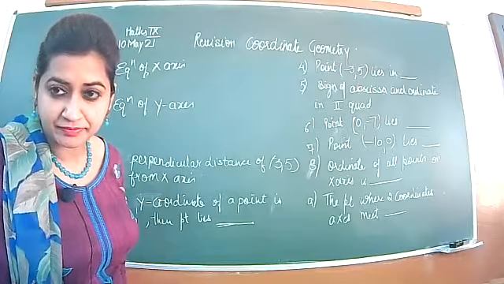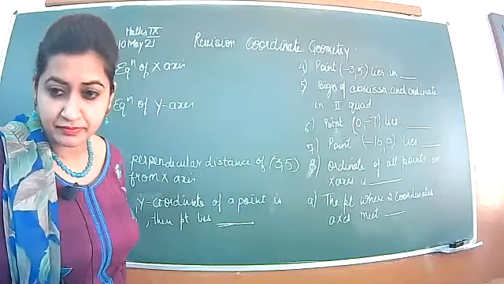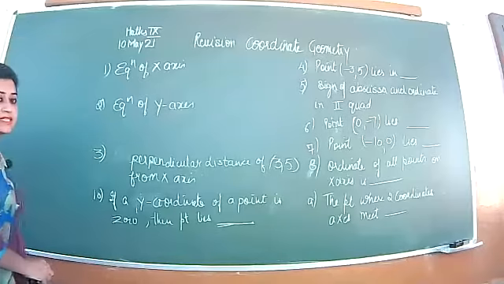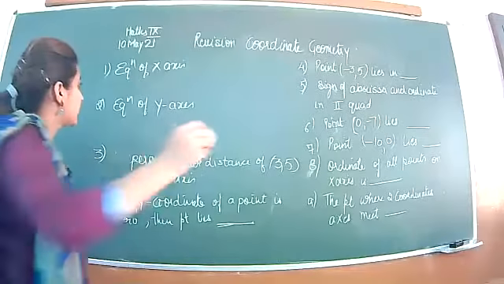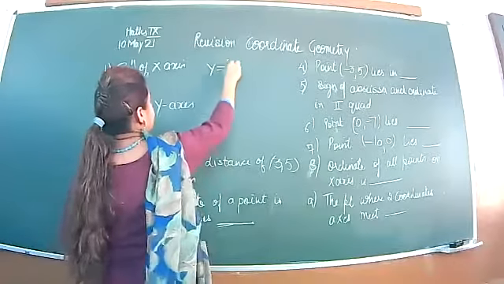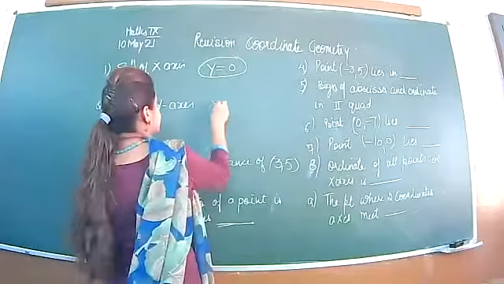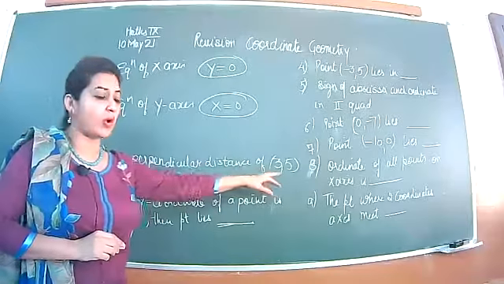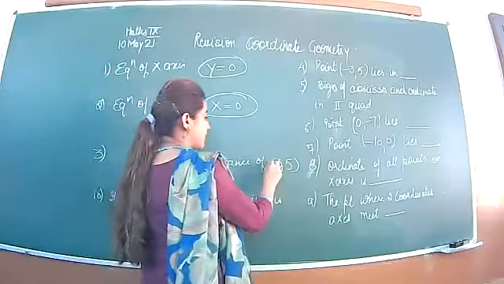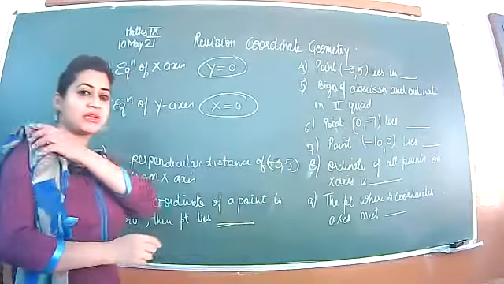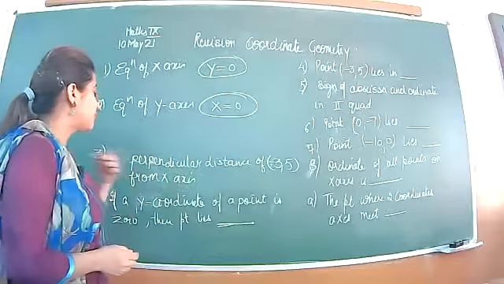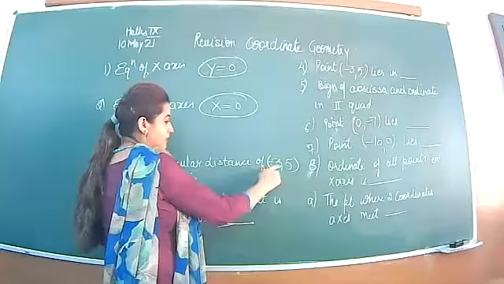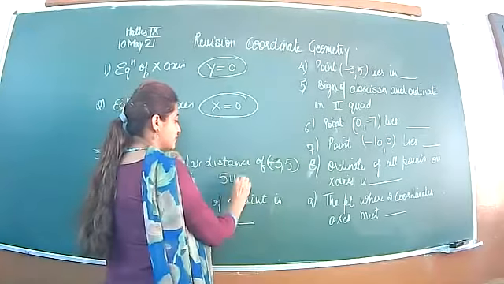Very good. Equation of x-axis is y equal to 0. Equation of y-axis, x is equal to 0. The perpendicular distance of this point, even if it is negative, the distance will remain positive. The perpendicular distance of this point from x-axis is the y value, so here it will be 5 units.